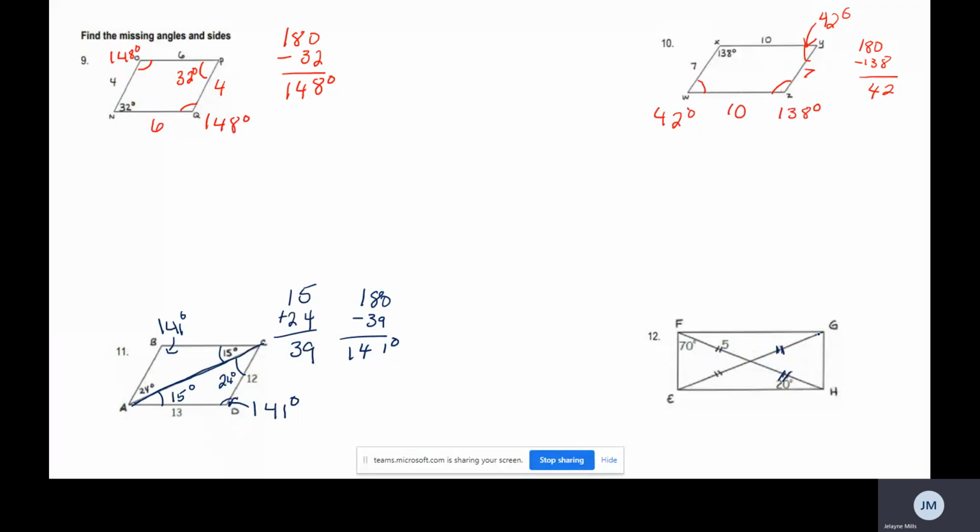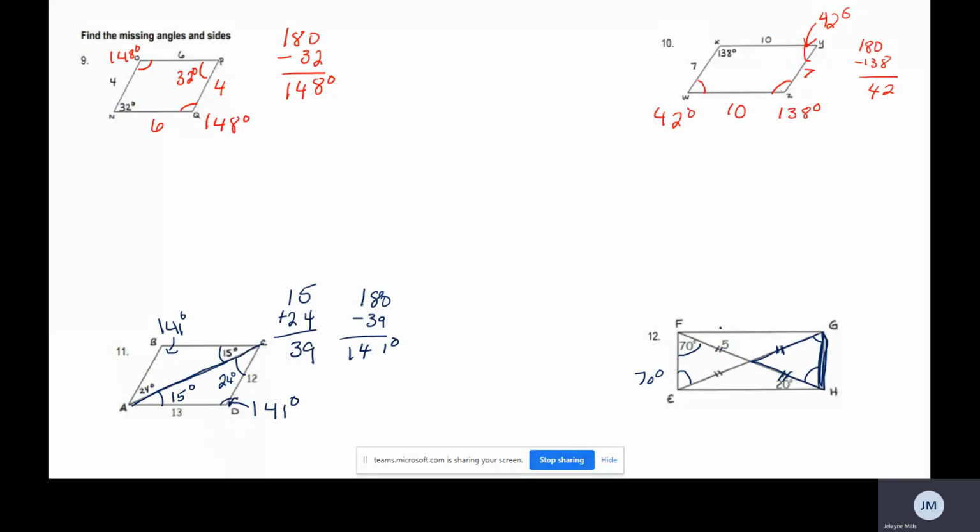So that means this little piece right here, this triangle right here, is an isosceles triangle. He's an isosceles triangle, which means whatever this angle is right here, this is also the same angle. Same goes over here. If this is 70, this is going to be the same angle. So this is also 70 degrees.